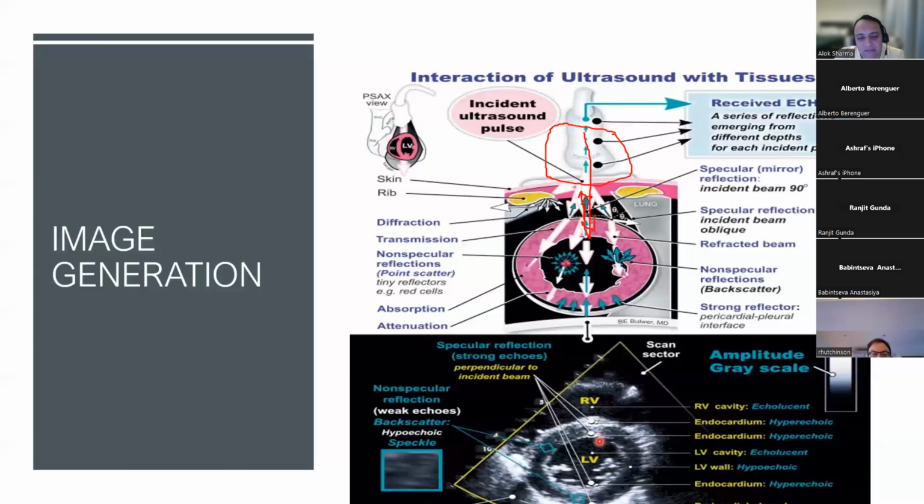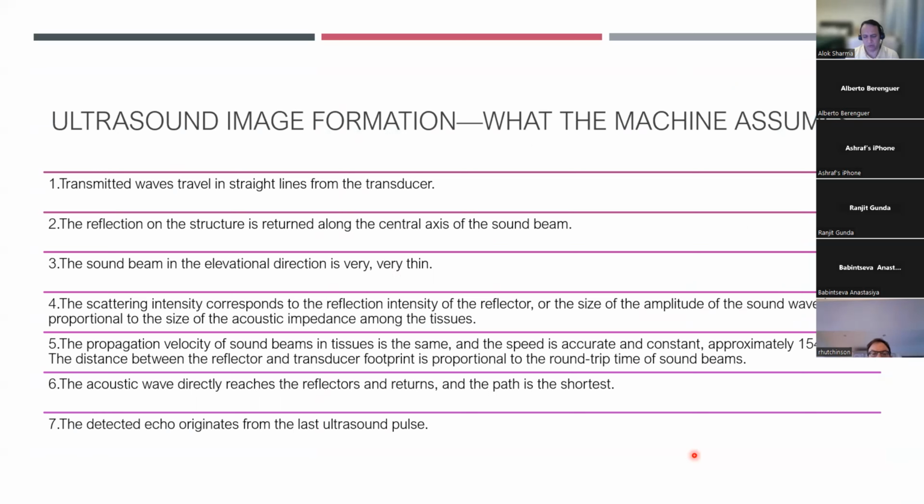So basically what this results in is an image which at the moment is demonstrating anatomy to you. We've not talked about artifact, we've just talked about anatomy. And this is how ultrasound images are generated. But I've used a lot of terms, so we're just going to talk a little bit about the terminology that we're using.